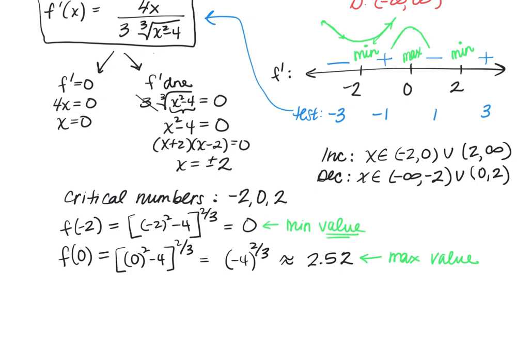And then lastly, you have +2. And you will notice that when you substitute in +2, because you are squaring it, you're going to get the same output as when we subbed in -2. So that's going to be another output of 0, which is another min value. So we really have one local minimum value, which is 0. It just occurs at two different places. It occurs at x equals -2 and x equals +2. And then we have one local max value of 2.52, and that occurs at x equals 0.